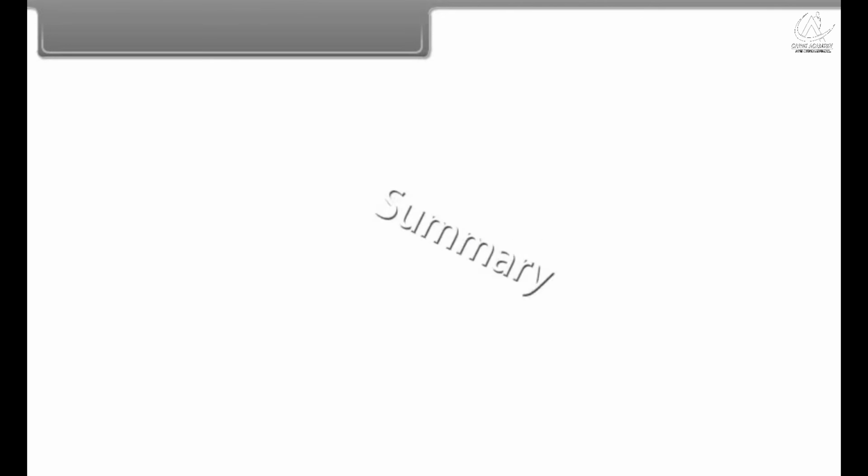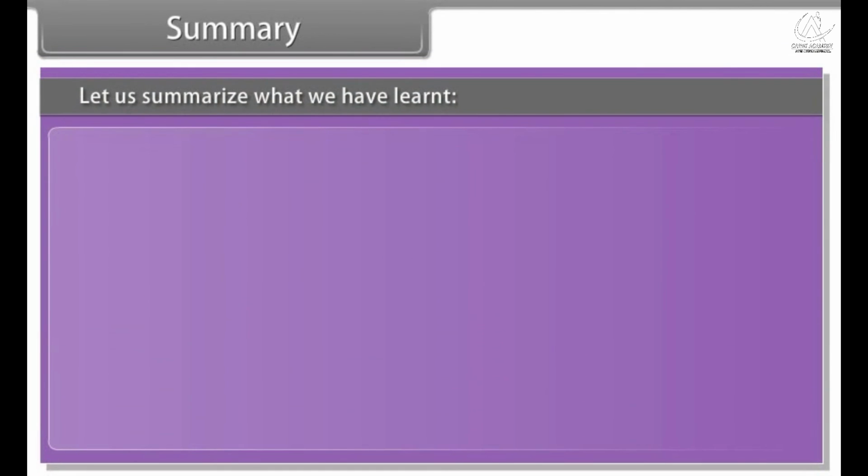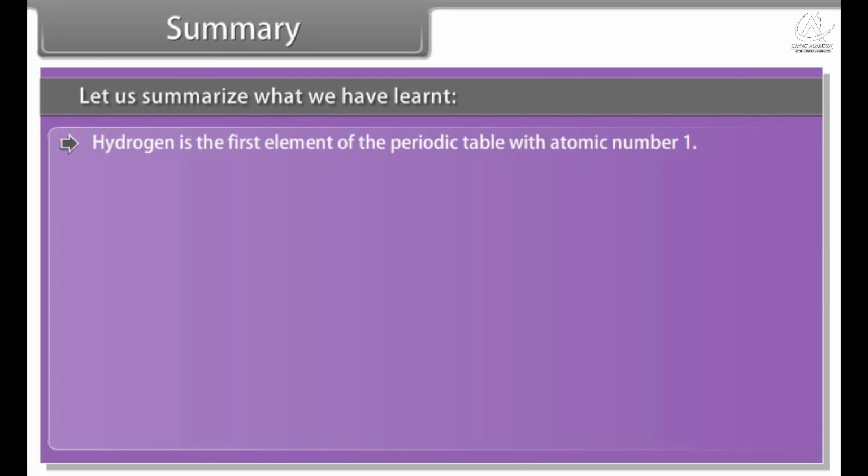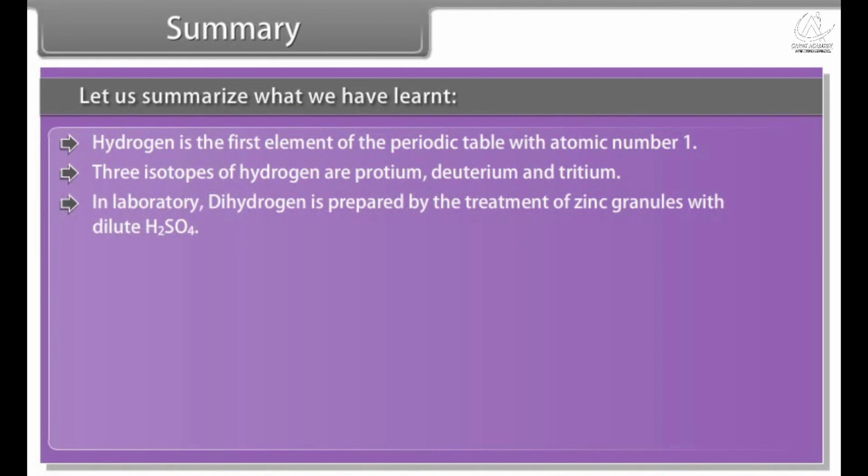Summary. Let us summarize what we have learned. Hydrogen is the first element of the periodic table with atomic number 1. The 3 isotopes of hydrogen are protium, deuterium and tritium. In the laboratory, dihydrogen is prepared by the treatment of zinc granules with dilute sulfuric acid.